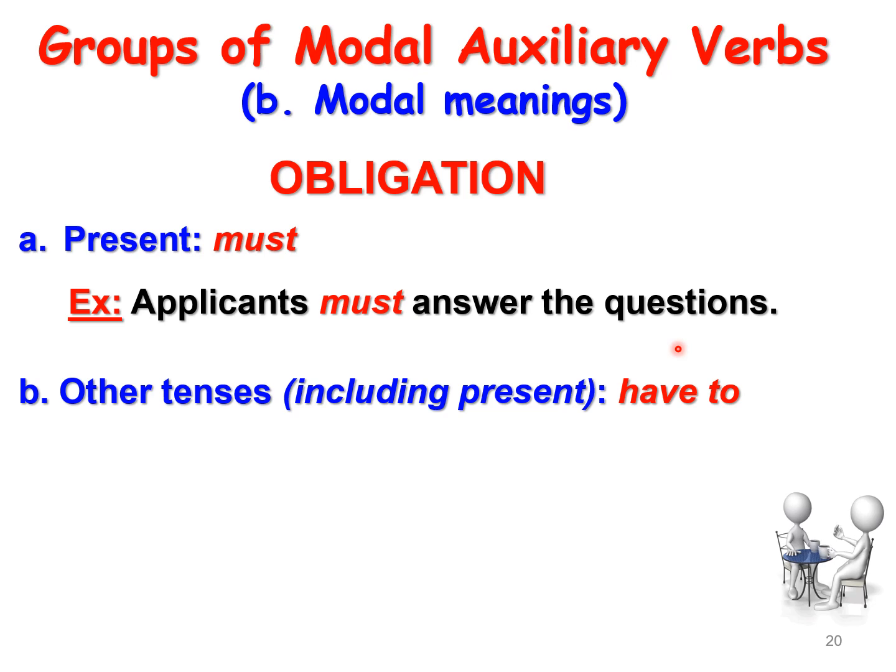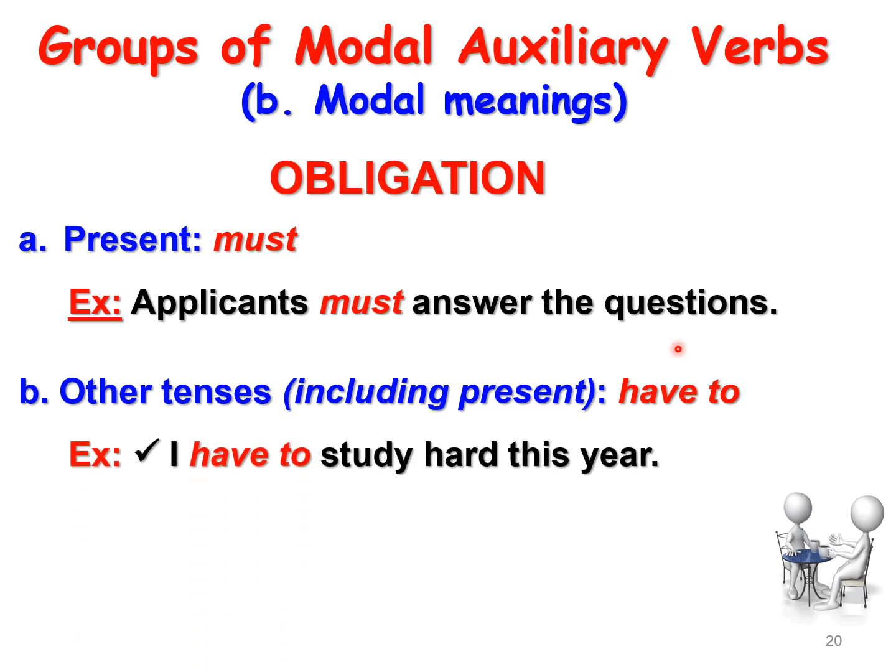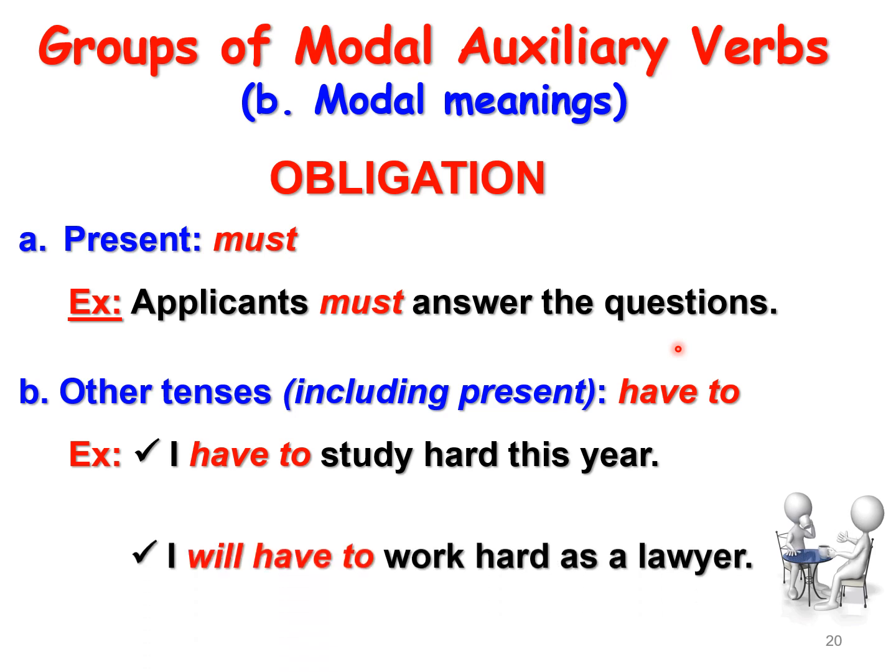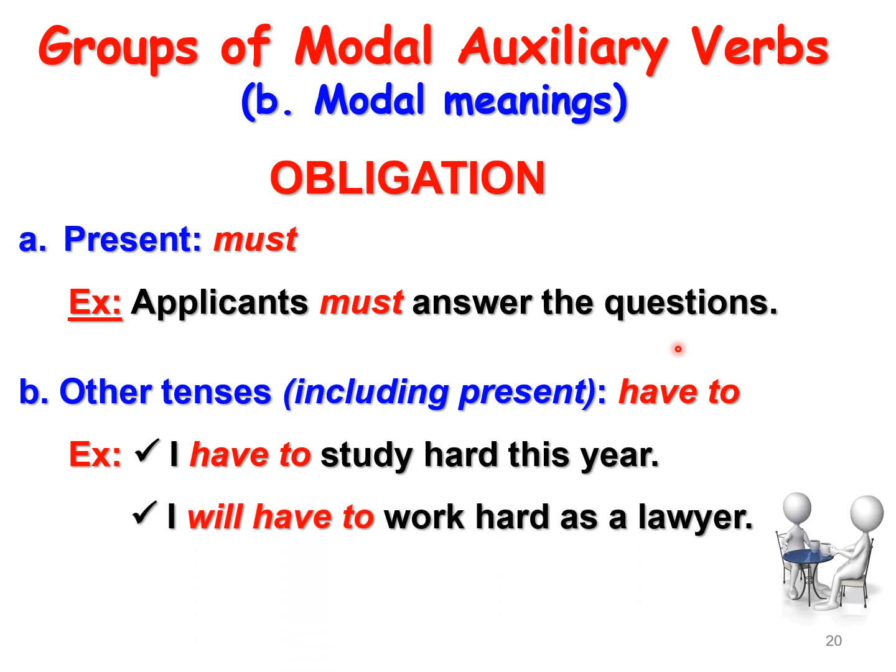Other tenses, including the present, use have to. I had to study hard this year. It means your obligation that you have to study. If you don't study hard, you may not pass the national exam or the baccalaureate. I will have to work hard as a lawyer. If you do not work hard as a lawyer, what happens? You may complete the case with the wrong thing.